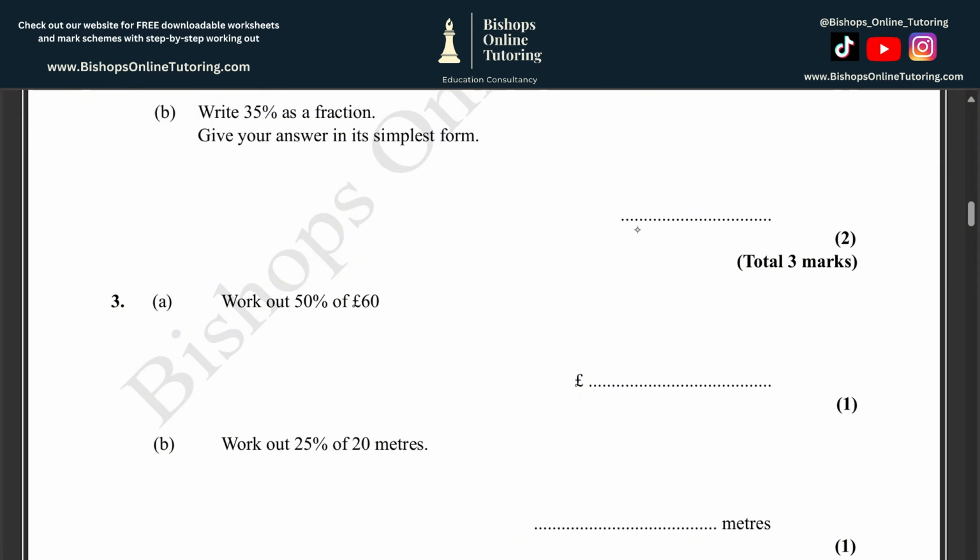Write 35% as a fraction, give your answer in its simplest form. So 35% will just be 35 over 100 as a fraction. Now we can see that both of these numbers are divisible by 5, so 35 divided by 5 is 7, and 100 divided by 5 is 20. So that's our answer, especially since we can't simplify that any further.